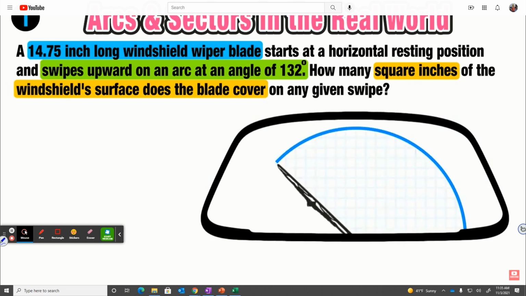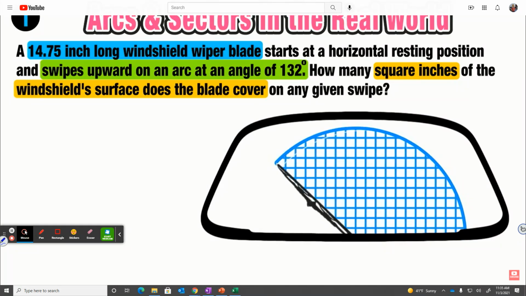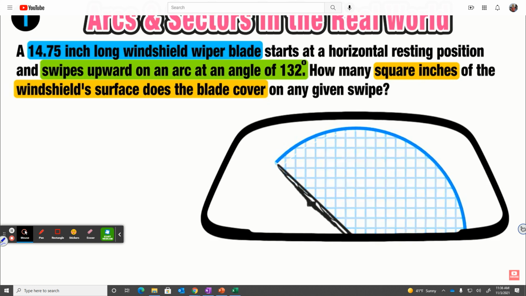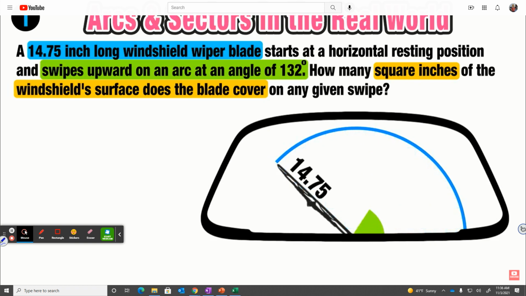So as our blade moves on an arc, it's covering a portion of that windshield, and we want to know how many square inches is the area of that space that's being covered by the windshield as it swipes back and forth. Now we know the length of the wiper blade, our radius, is 14.75, and the measure of the central angle is 132 degrees.